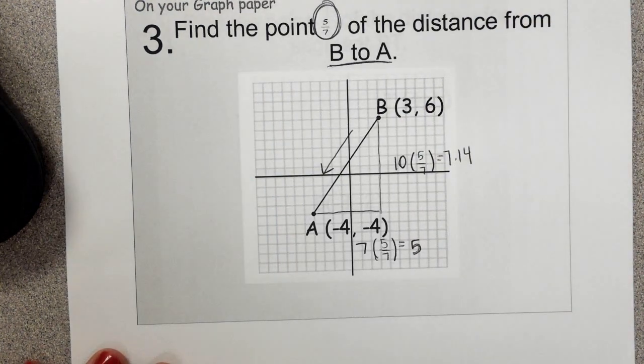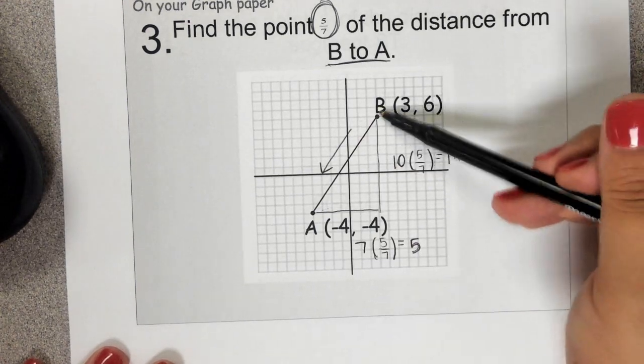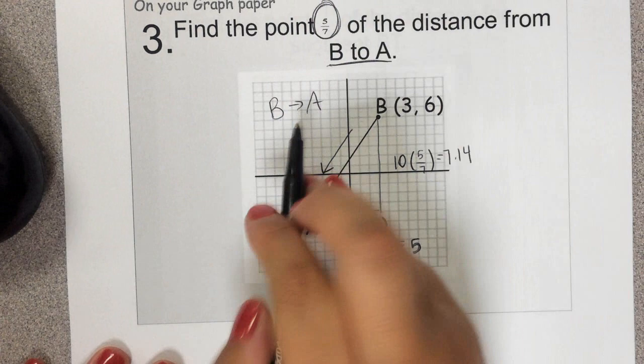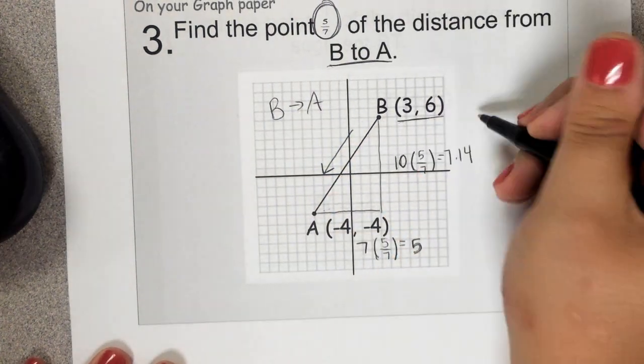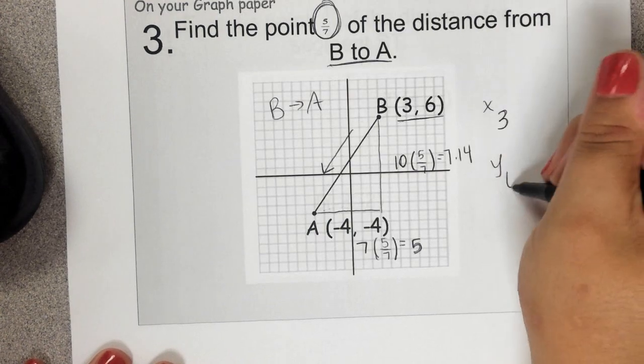Okay? So I'm going B to A. I'm going down and left. Down and left. So I'm starting at B, because I'm going B to A. I'm starting at B. That's at 3, 6. So I'm going to write X and Y. I got 3 and I got 6.